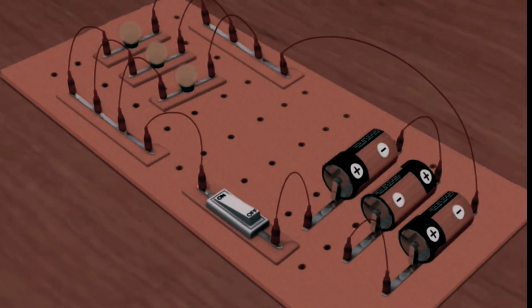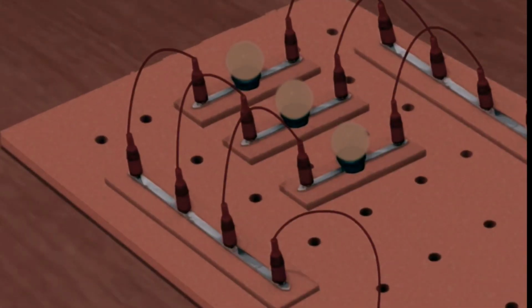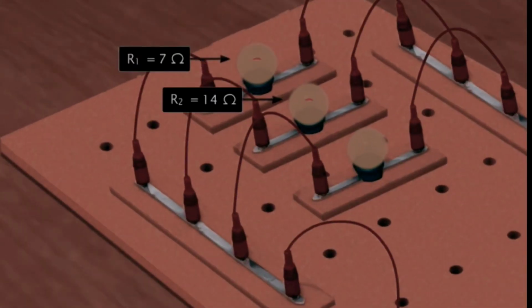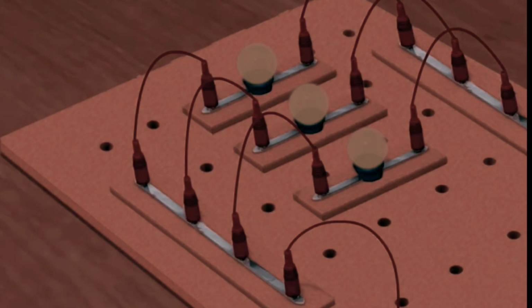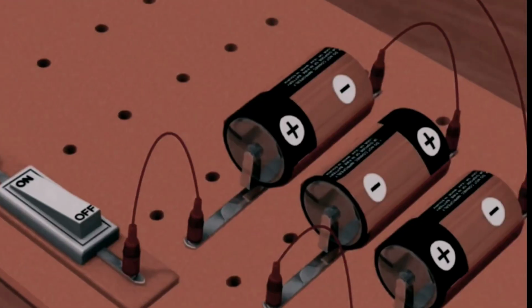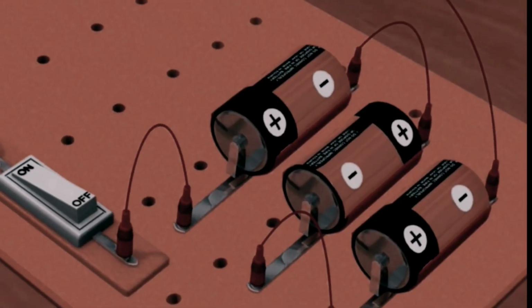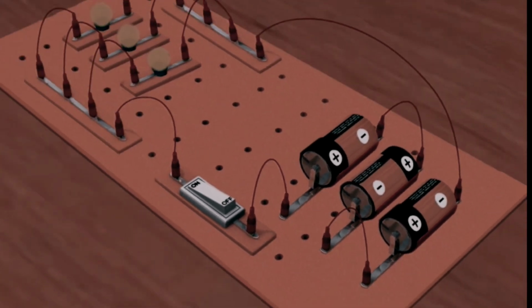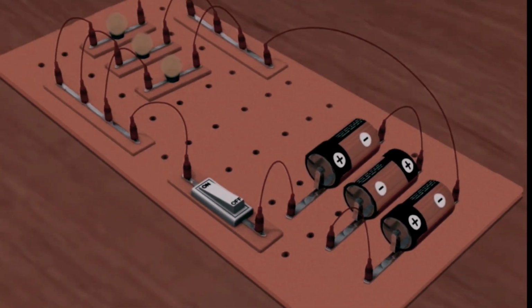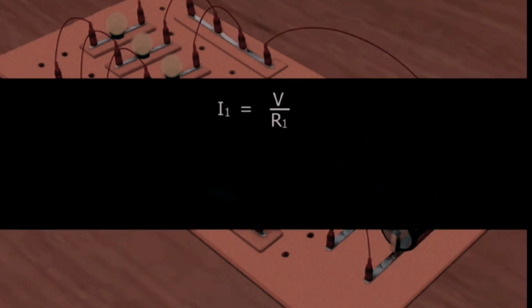Let us do an activity. Here, the three resistors R1, R2 and R3 are of 7 ohm, 14 ohm and 28 ohms respectively. They are connected to a battery of 10 volts. By using Ohm's law, we can calculate the current flowing through the first resistor. By applying the formula I1 equals V divided by R1, we get the amount of current passing through R1 as 1.4 ampere.